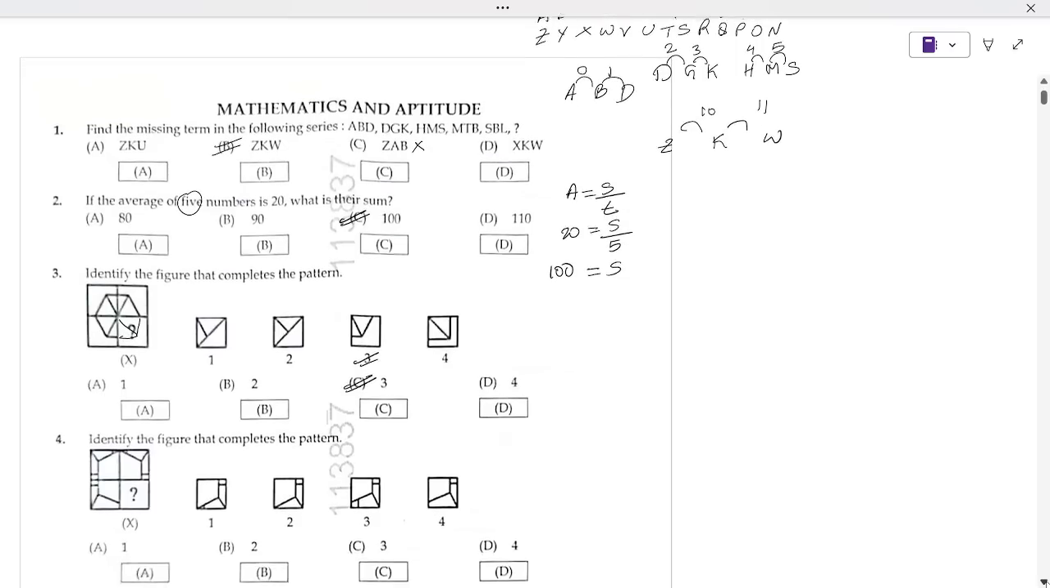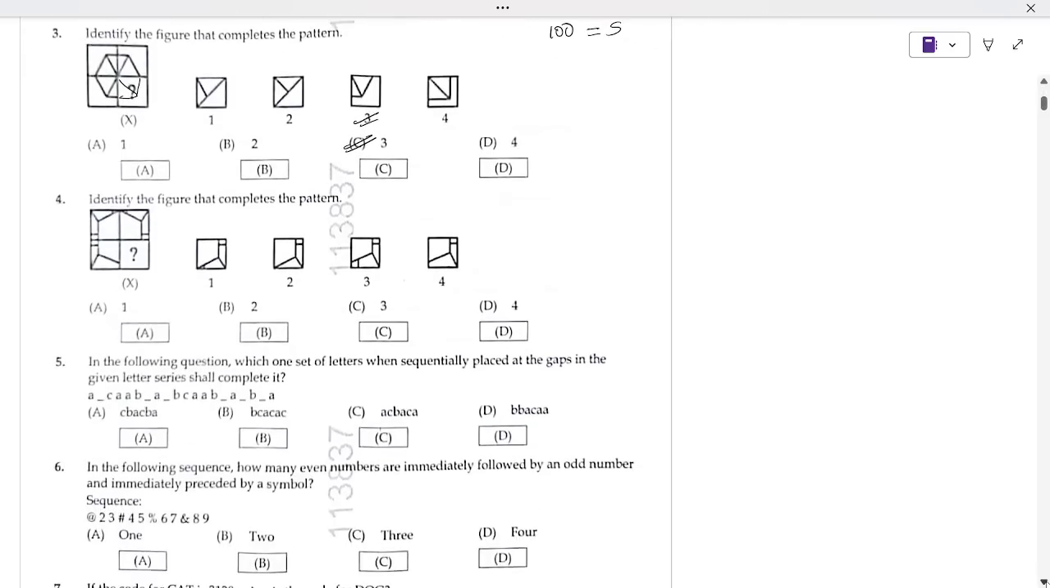Question number 4, with the same thing. The size is equal, so we need something like this or not? And then we need one up here. So this one is cancelled. And then what about this one? But this one is not there, so this is also cancelled. That means 4 is there, so D is the answer.